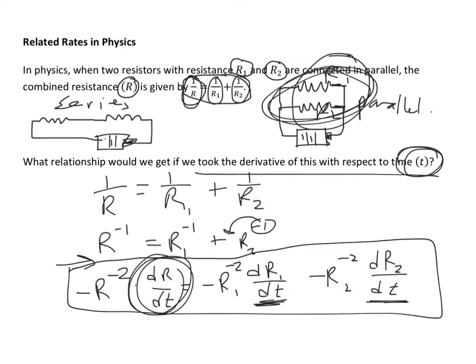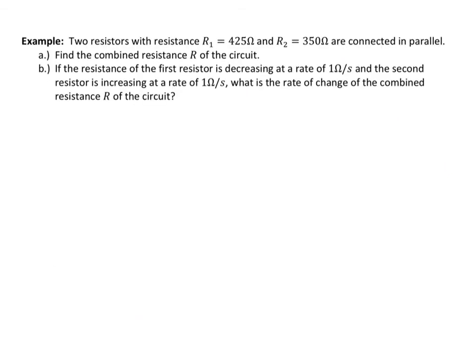So let's take this idea and see if we can apply it to this example that I have. Imagine that two resistors with resistance R1 being 425 ohms and R2 being 350 ohms are connected in parallel. By the way, that symbol is the capital Greek letter omega, but you pronounce it ohms for the unit in physics, spelled OHM, and it's just kind of like a line and then a loopy thing and then a little line. They don't need to look super pretty like the font does.